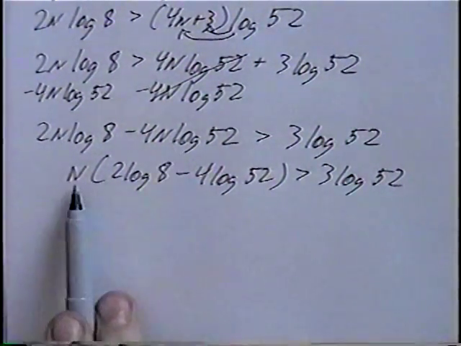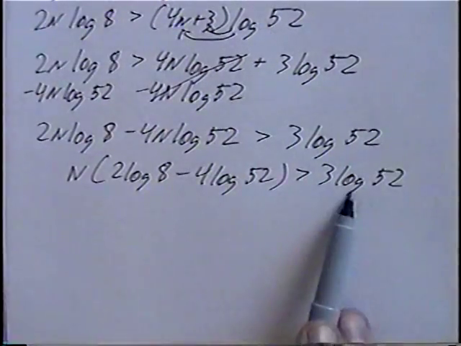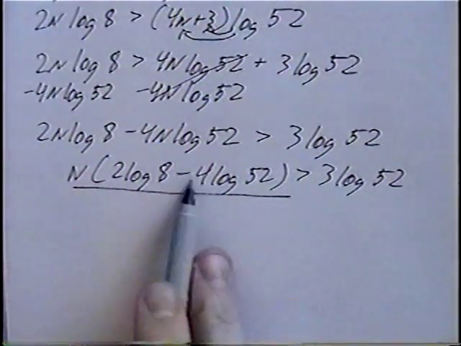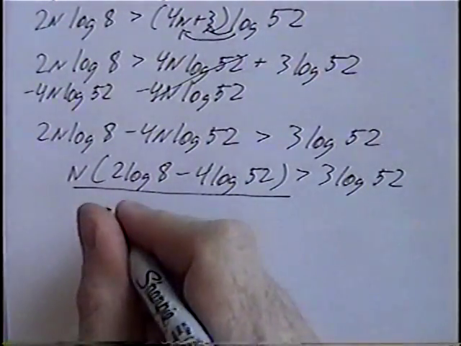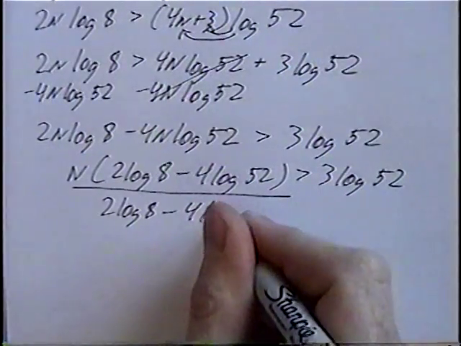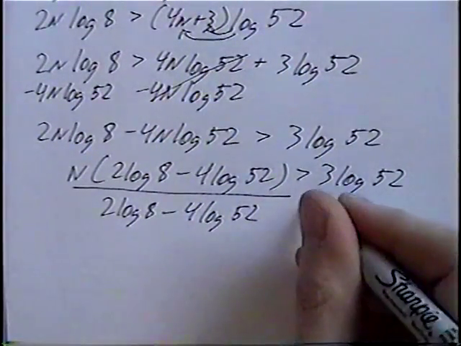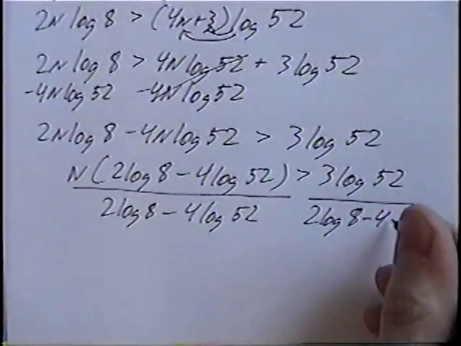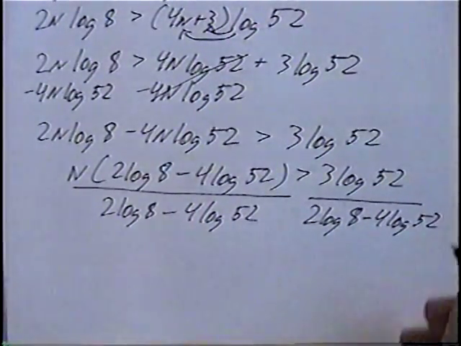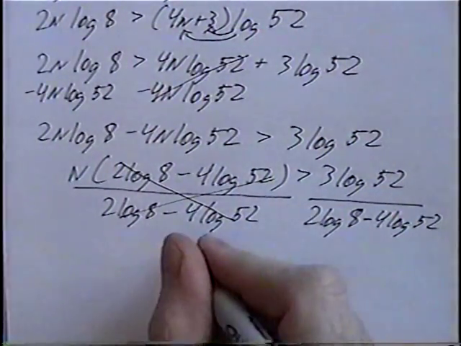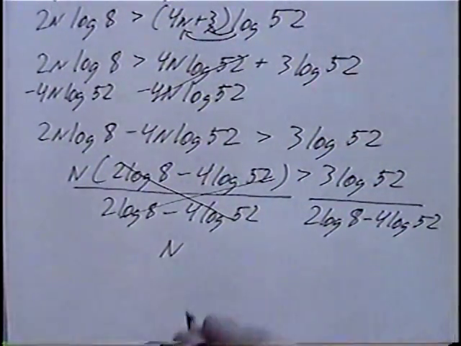And again, by factoring out the n, now there's no more variables in the equation. Last step, this again just represents a number. We can divide by that number, 2 log 8 minus 4 log 52, on both sides. This term would cancel, and we'd have n isolated or by itself.